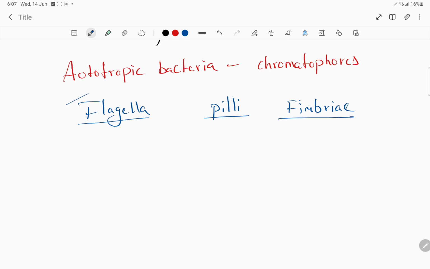Coming to the first thing, flagella. Flagella is motile or non-motile? If motile, there is a thin filamentous extension from the cell wall called flagella. Flagella is made up of a protein called, very simply, flagellin. And it has three parts: basal body, hook, filament.